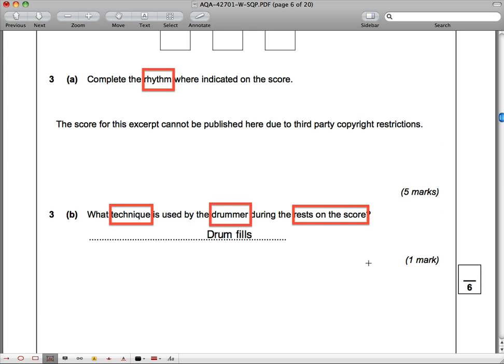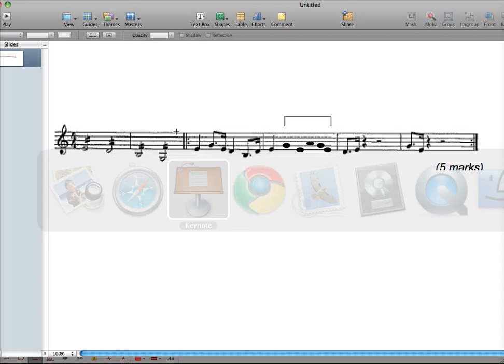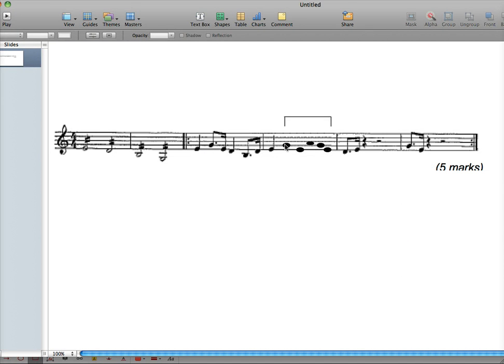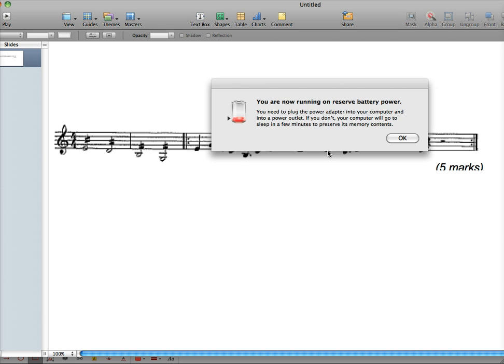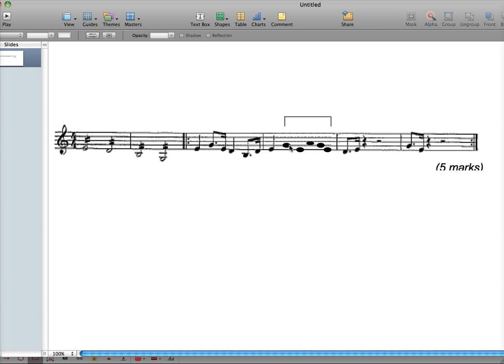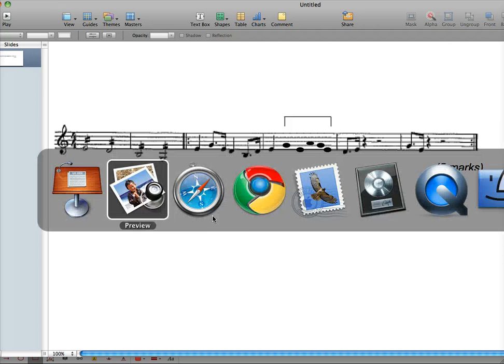So you can see again on this mark scheme that question 3b was worth 1 mark. So it was a safe bet that you just needed a short answer. The 5 marks for question 3a links into the number of notes that you had to identify the rhythm for. 1, 2, 3, 4, 5. So even if you got some of those rhythms wrong, you could still get a good chance of getting 4 or 3 of those marks.